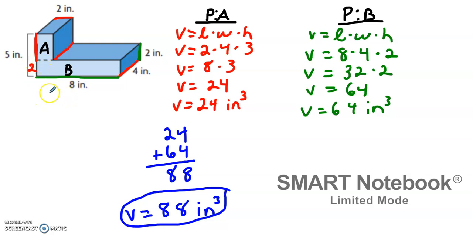So if I just took all these measurements, I'm going to be double adding this area here, and I don't want to do that. And I'm also going to be adding an area here that's not there. So that's why we have to find them separately. Let's look at another one.